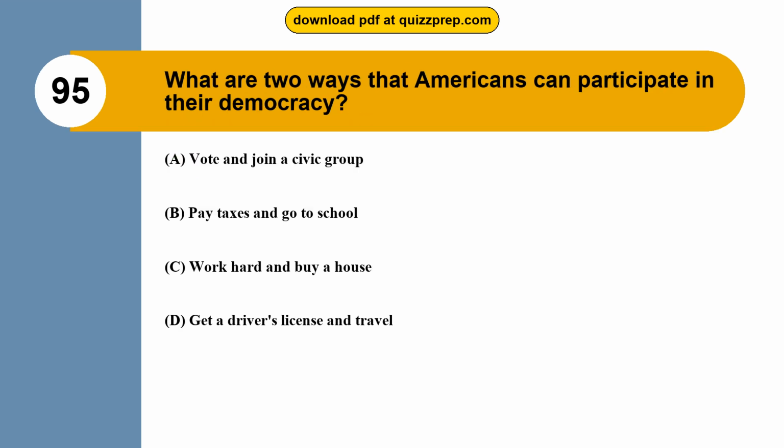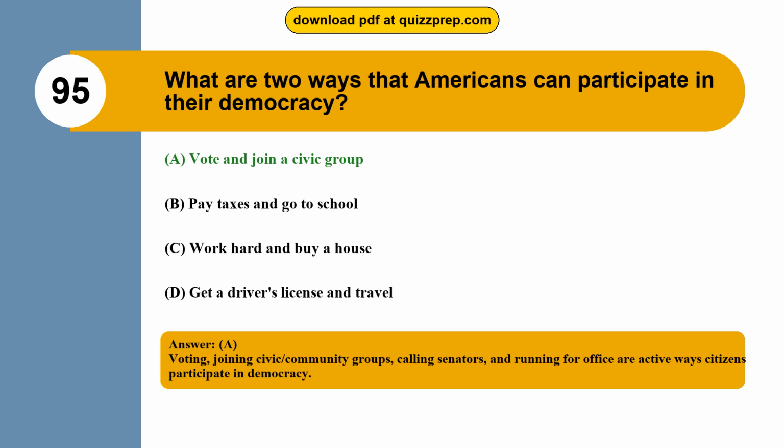Question 95. What are two ways that Americans can participate in their democracy? Option A, vote and join a civic group. Option B, pay taxes and go to school. Option C, work hard and buy a house. Option D, get a driver's license and travel. The correct answer is option A, vote and join a civic group. Voting, joining civic or community groups, calling senators, and running for office are active ways citizens participate in democracy.